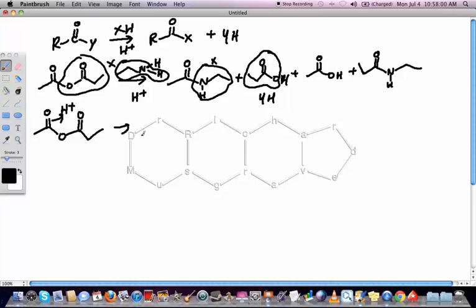Alright, so we get that. And we have the H plus attack C double bond O, produce the C plus, and that can be attacked by the amine in the next step.